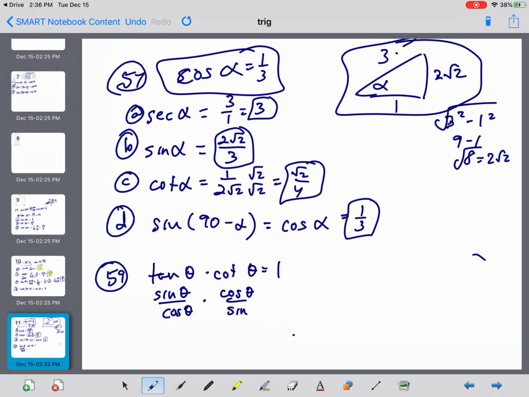and cotan is cosine over sine. Well, everything's going to cancel out to 1. Sine, sine, cosine, cosine. So you get 1 equals 1. That's all you've got to do. So on 59, 61, 63, 65, we just have to take the left side and rewrite it using some of these other properties.